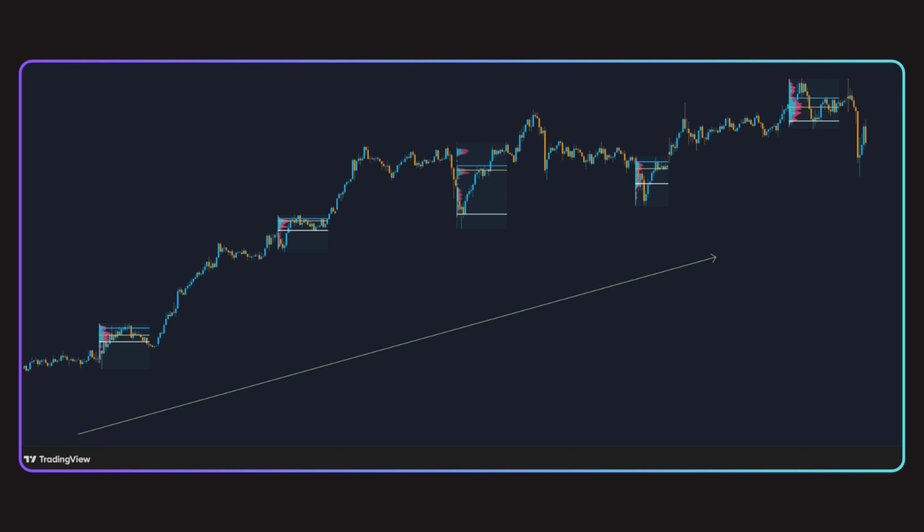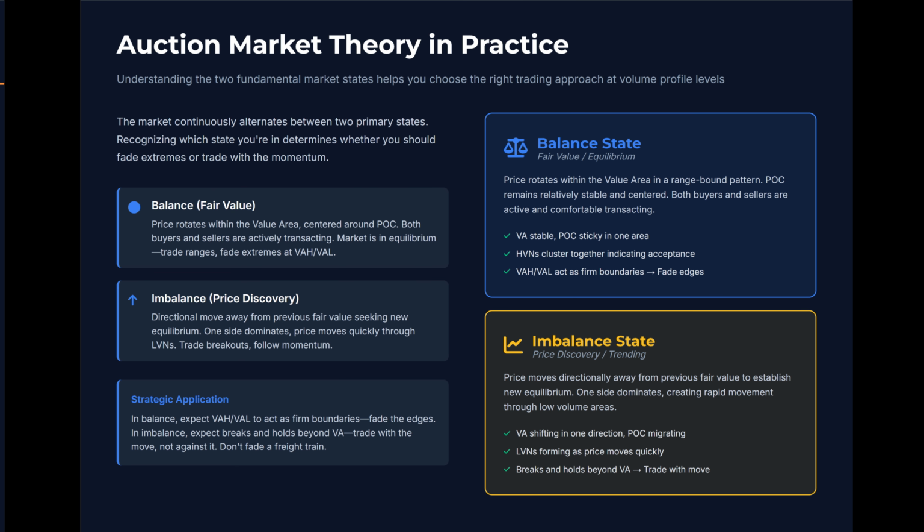Your strategy should be to trade with the move, embracing momentum and trend-following tactics rather than fading the extremes. By doing so, you align with the market's intent, riding price discovery waves rather than fighting them. Remember the phrase, "Don't fade a freight train." Respect the momentum when the market is trending with conviction. Wait for signs of balance reestablishment before shifting tactics.